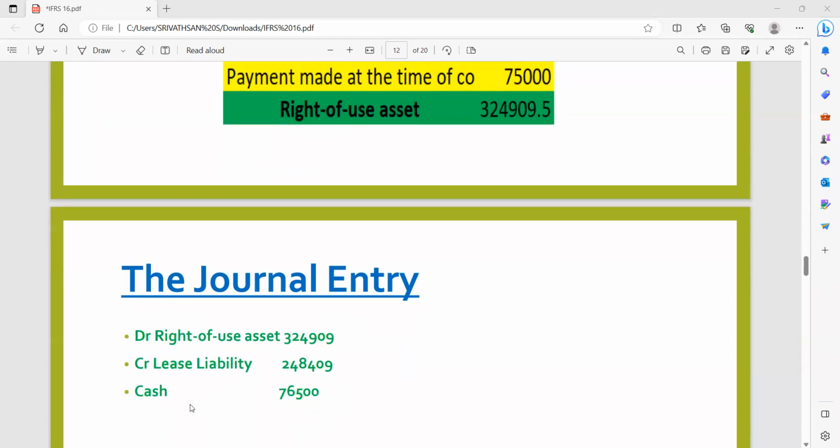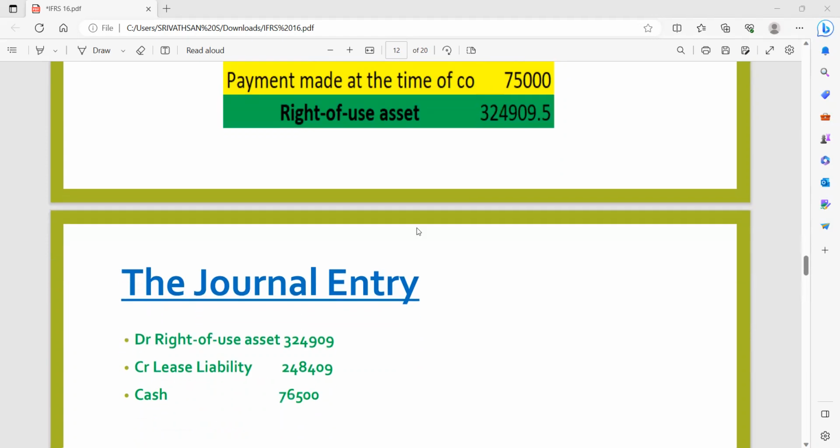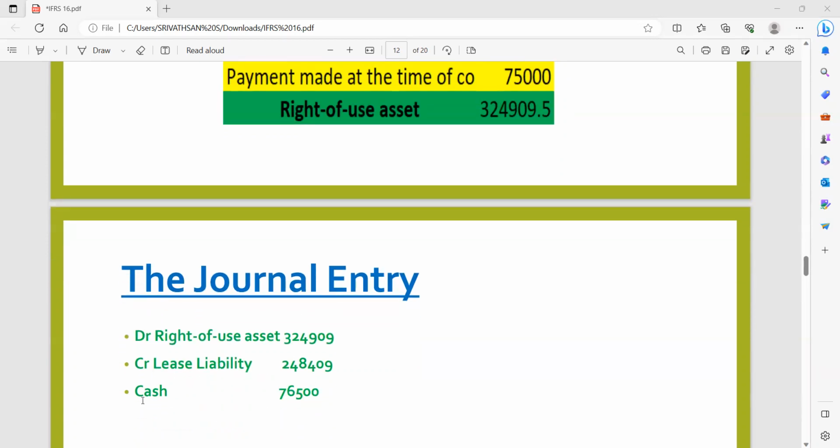You have credited it, and cash should be credited 76,500. This is nothing but the sum of these two, the payment at the time of commencement and the direct cost. So add these two, that is 76,500, and this should be credited because cash is going out, right? Debit what comes in, credit what goes out. That's what the golden rule says. So cash should be credited for 76,500.